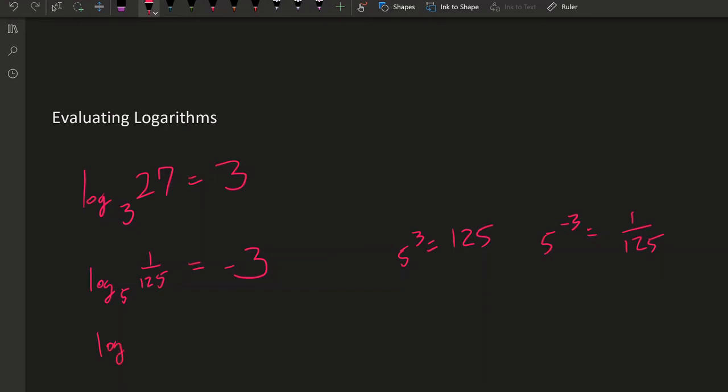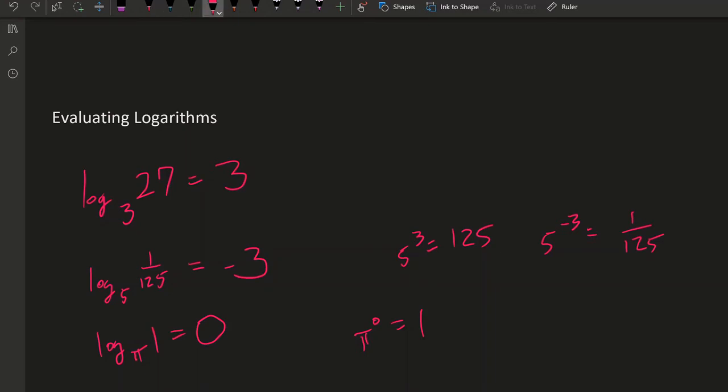Log base pi of 1 is equal to, so what this one is asking is pi to the what power is equal to 1. Now the reason I chose pi for that one is because I said 1, and we should remember that anything to the 0 power is 1. So pi to the 0 power is 1. So log base pi of 1 is 0.